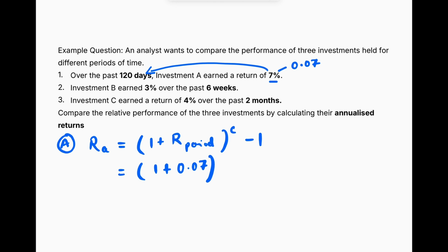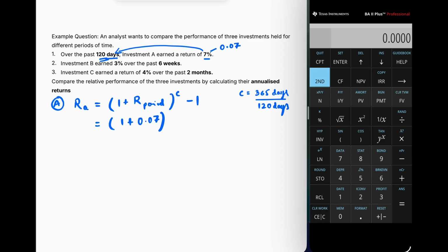Now C. The C calculation is, as I told you, for annualizing. It is given in days, so I have to write the year in number of days. So there are 365 days divided by how many days are given to you? 120 days. Let me bring out my financial calculator. I just have to type in 365 divided by 120. So my C is coming out to be 3.04.